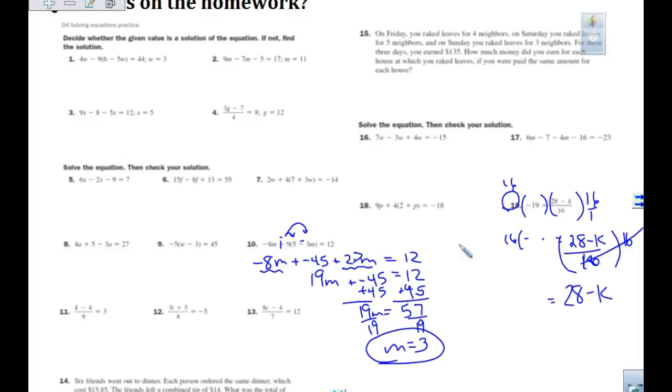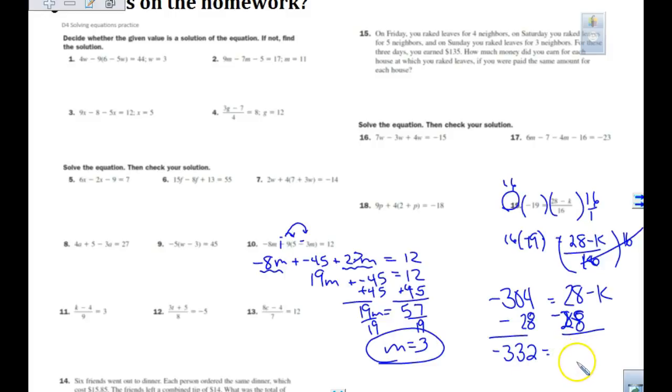Someone have that one on their paper? 16 times negative 19. It's a pretty big number. 304. Negative 304. And I'm almost done with the problem. What do I need to do next, Brett? Subtract 28. And when I subtract 28 from negative 304, it's actually like the temperature outside today, and it keeps getting colder. This is actually going to be a negative 332, because they're both negative.